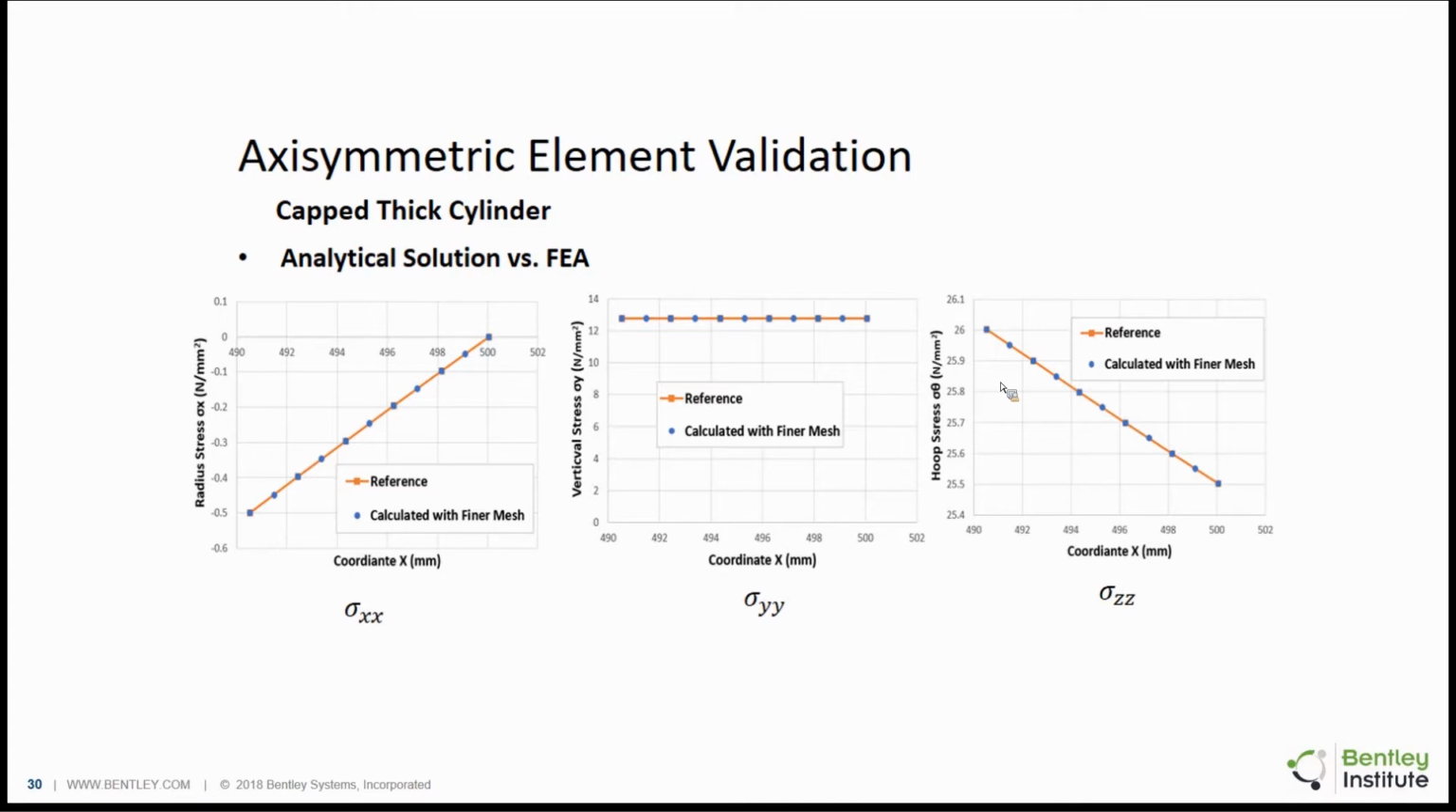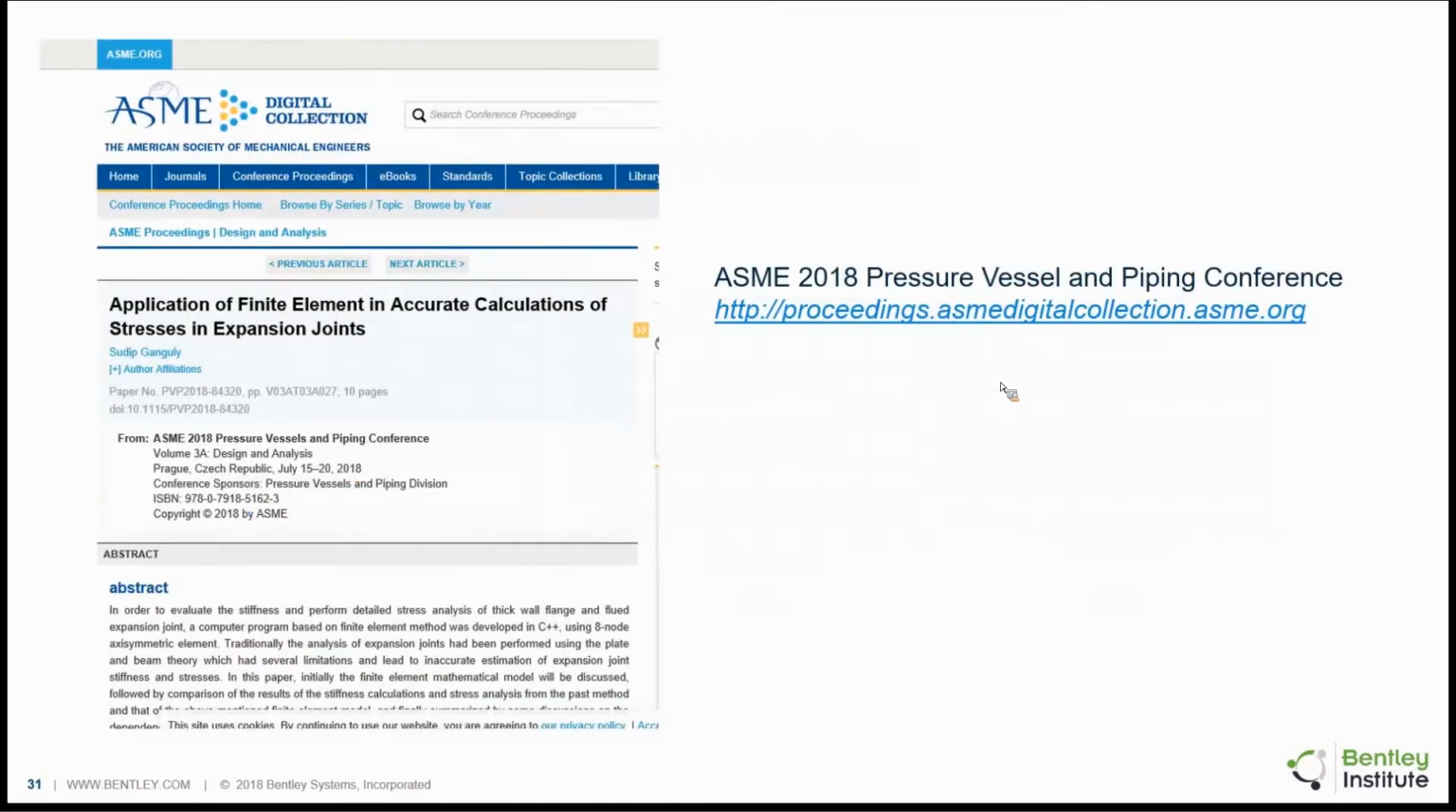The dots are calculated with a finer mesh finite element, and the orange line represents the analytical method. It actually exactly matches the analytical solution. This study was presented in the ASME 2018 Pressure Vessel and Piping Conference.